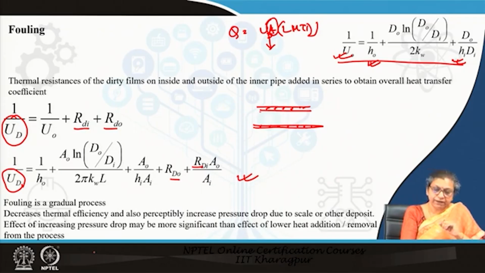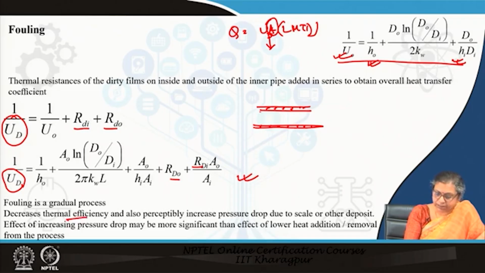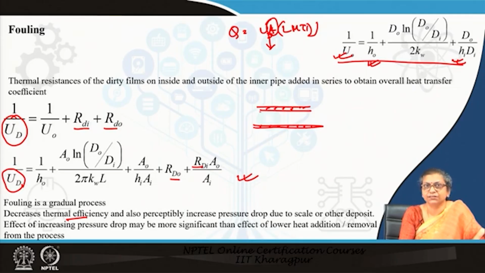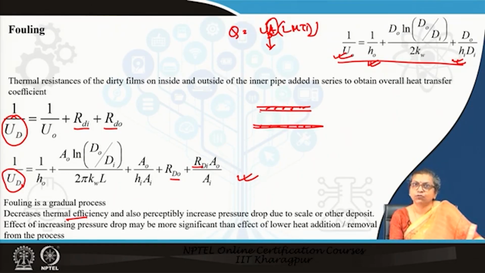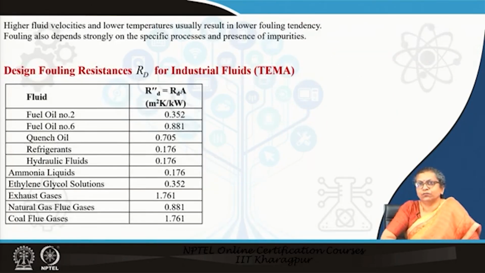It is quite evident that when fouling increases, the thermal efficiency naturally decreases, and there is one more important thing that you have to consider. It is not only that the heat transfer rate decreases when fouling occurs; the pressure drop also becomes higher along with lower heat addition. So it is much more important to consider fouling factors not only from the heat transfer point of view, but also from the pressure drop point of view.